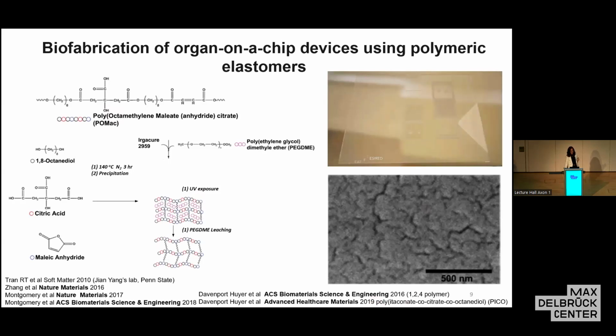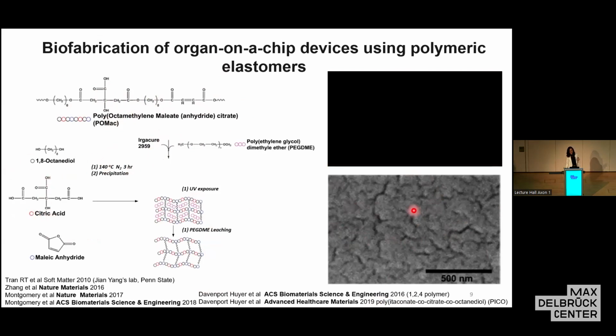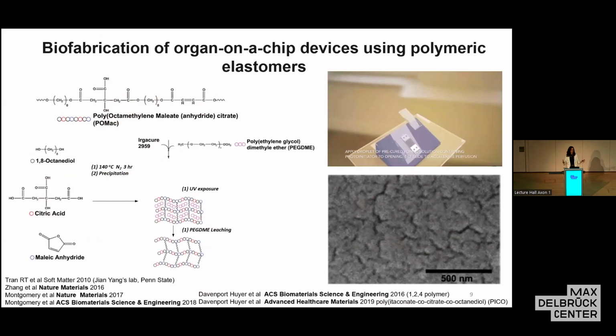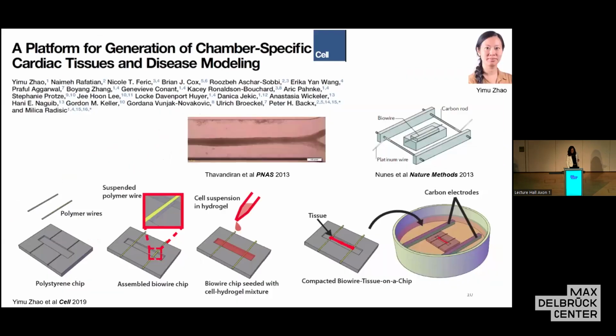For example, if you want to work on the heart, that means that Young's modulus will be around 200 kilopascals or so. We introduce porosity by using a porogen, PEG, and when we wash out after cross-linking this PEG porogen, you get these nanopores, which means that the polymer structure will be permeable. It's going to have a certain predefined shape. It's going to be elastic, mechanically suitable for cardiac cell culture, and it's going to be permeable. So using this approach, we made many devices.